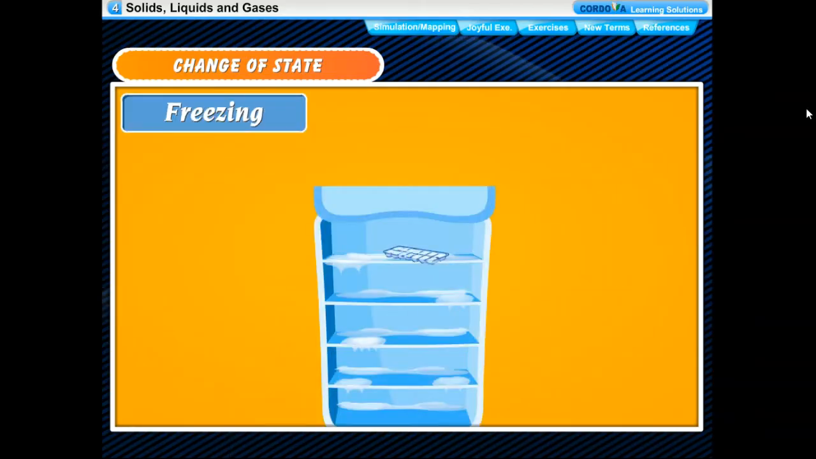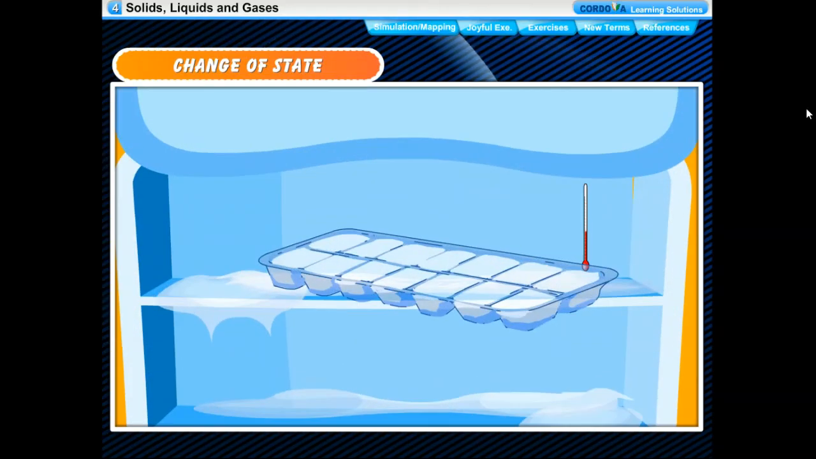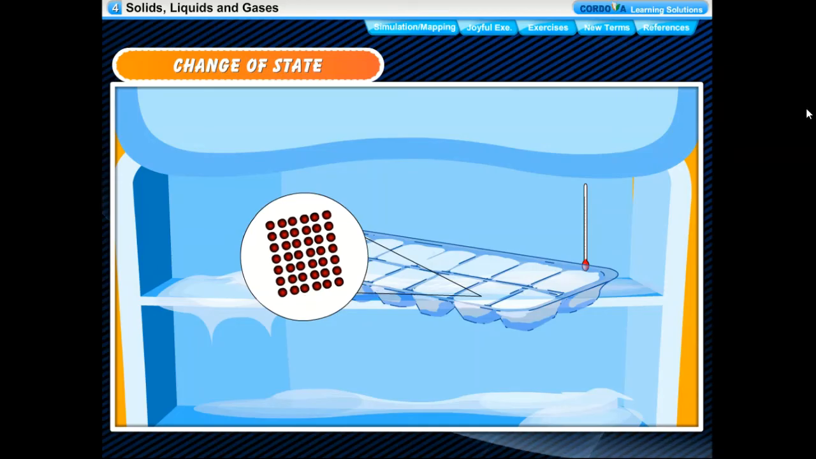Freezing. When you cool water, the movement of its molecules slows down. They come very close to each other and pack into a rigid shape to form ice. The change of liquid state into solid state on cooling is called freezing.